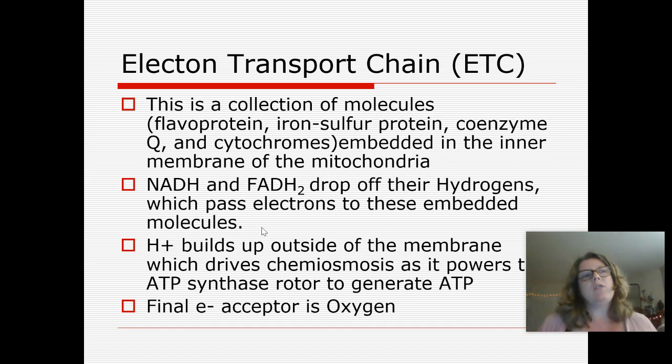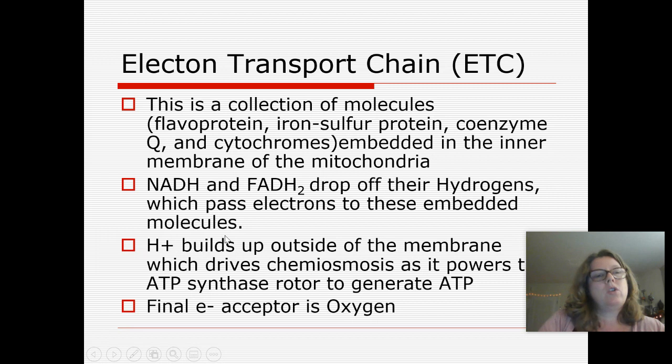What's up front is this transport chain, right? This series of molecules, and you don't have to memorize what they are, but these are just embedded molecules that are in the inner membrane of the mitochondria. And the NADH and FADH2 that we've been generating and collecting are going to be losing their electrons, right, and their hydrogens, and those electrons are just going to go bouncing down this chain, okay?